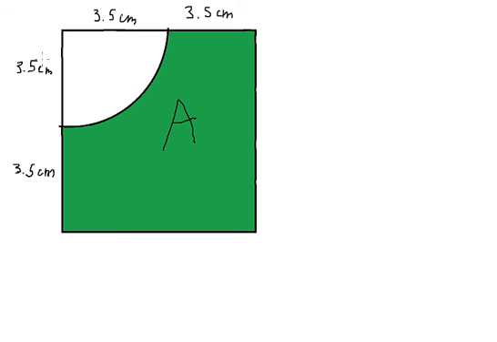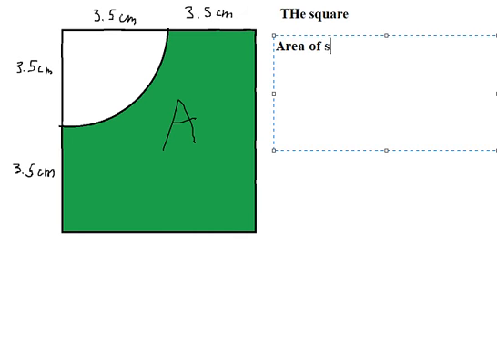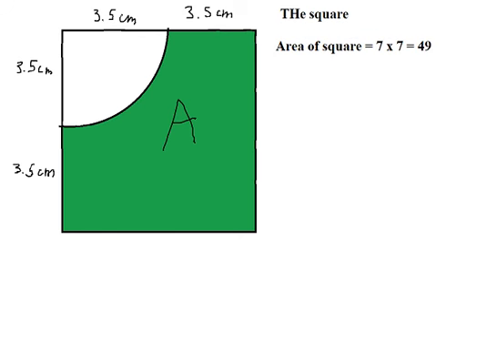If we look carefully at this one, we have 3.5, 3.5, 3.5 and 3.5. This is the square in here. So the first thing we need to do is find the area of the square. We know that 3.5 plus 3.5 is 7. So we have 7 multiplied by 7, and we have 49 square centimeters.